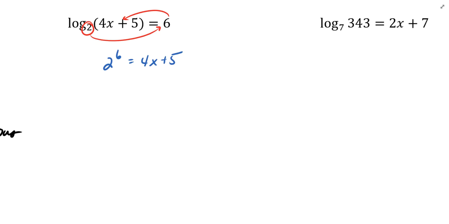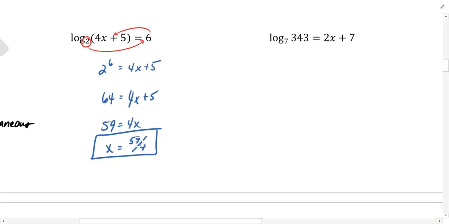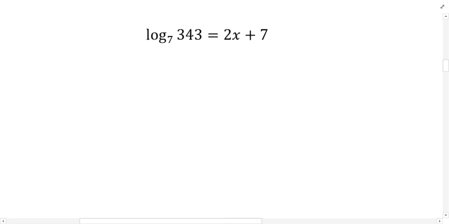2 times itself 6 times in a row is 64. And if 64 is equal to 4x plus 5, we can subtract 5 from both sides, divide by 4, and we see that x is equal to 59/4. The nice thing is we've completed this problem without a calculator, so I don't expect to see any decimals as a result. We can simply leave our result as this improper fraction.